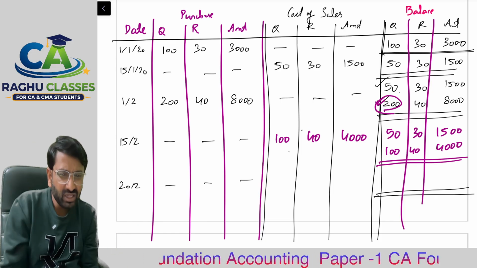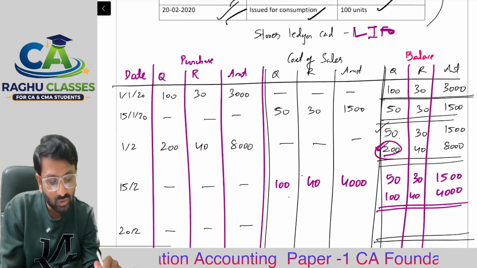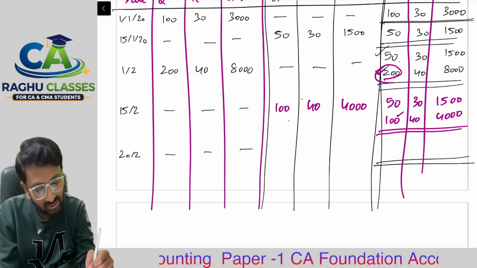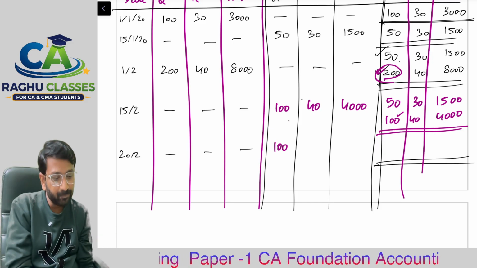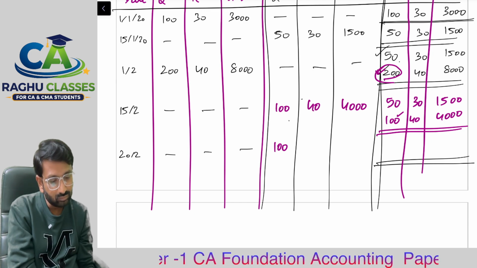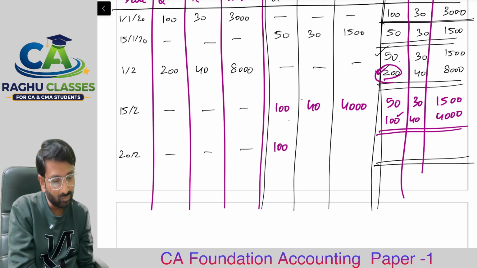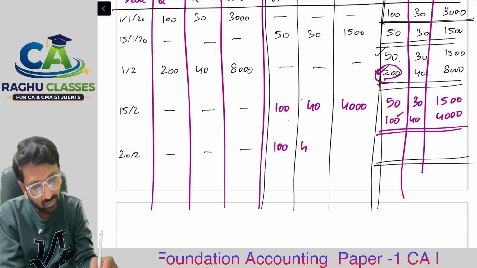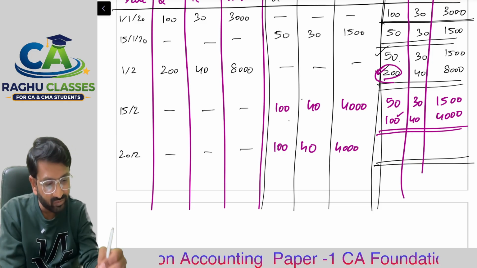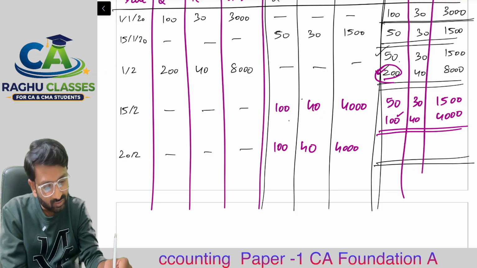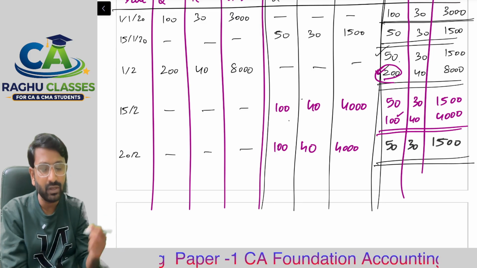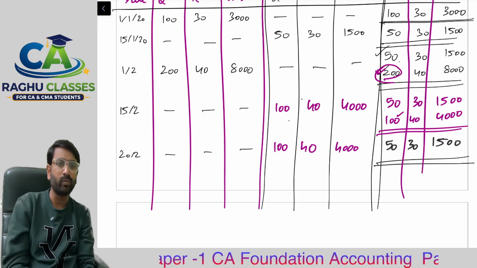Next. On 20th February, again another 100 units are consumed. So can we say this 100 would be taken completely from here? So this 100 units is taken care of. And the rate is 40 per unit. 4,000 is the amount. So now the closing stock left will be this 50 units whose rate is 30 per unit. So can we say the closing stock value will be 1,500 as per LIFO method. Clear?